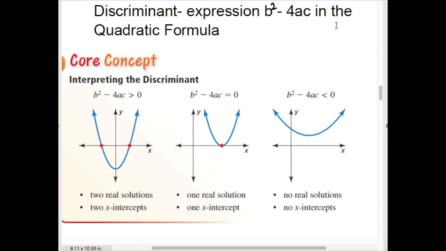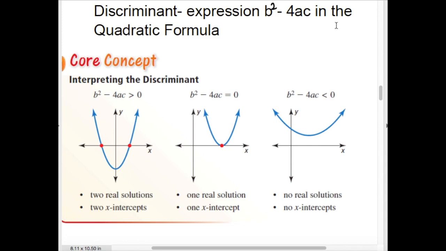So the three graphs are shown. The first graph is talking about how there are two real solutions and two x-intercepts if your discriminant is greater than 0. The middle graph is showing if your discriminant is equal to 0, then you have one real solution and one x-intercept. And lastly, if your discriminant is less than 0, you have no real solutions and no x-intercepts.